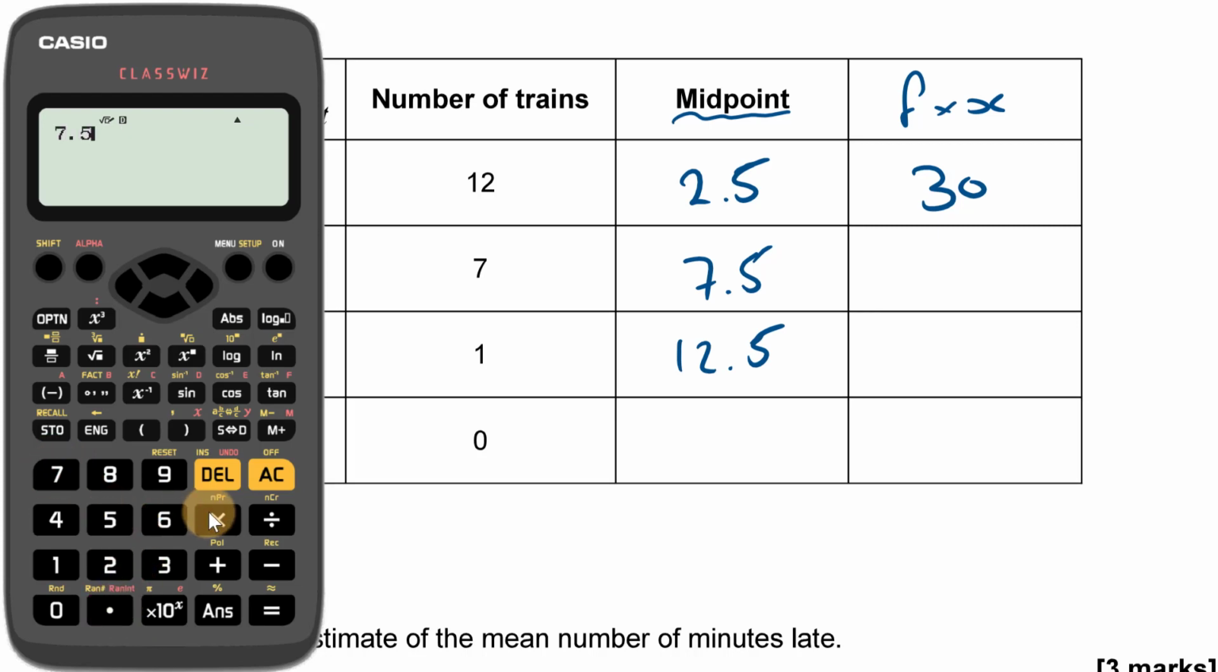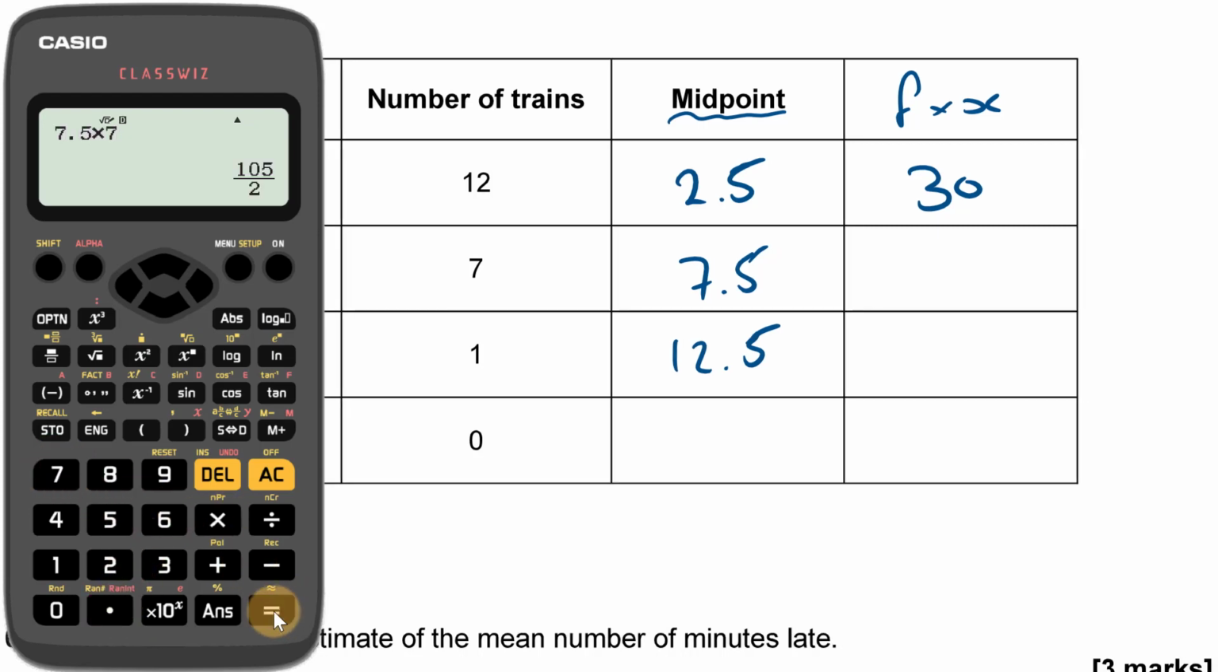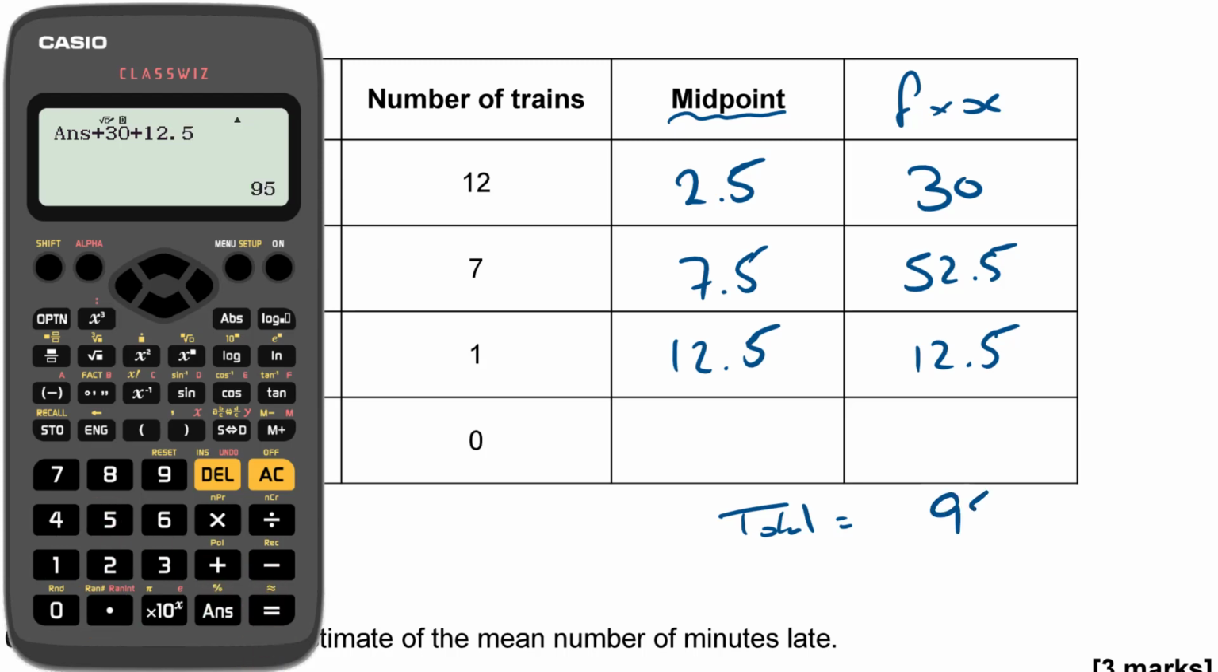7 times 7.5 is 52.5. 1 times 12.5 is just 12.5. Okay, and then to find the estimated mean, we're going to have to add all those up, aren't we? So 30 plus 52.5 plus 12.5 gives me a grand total of 95.